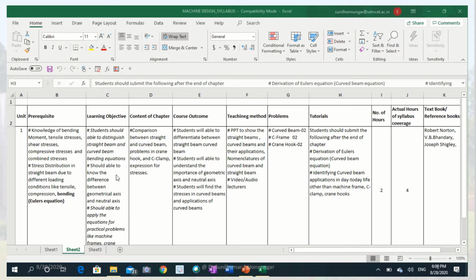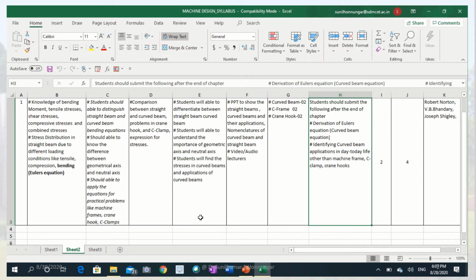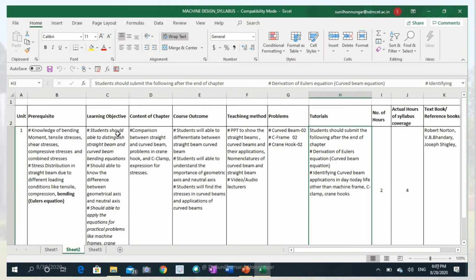And you are supposed to know the difference between geometrical axis and neutral axis. I am going to tell what is meant by geometrical axis and what is meant by neutral axis. You should also be able to apply the equations to practical problems like machine frames, crane hooks, C-clamp, and so forth. So you should be able to apply the knowledge to solve the problems pertaining to this. That is the objective of this particular learning.